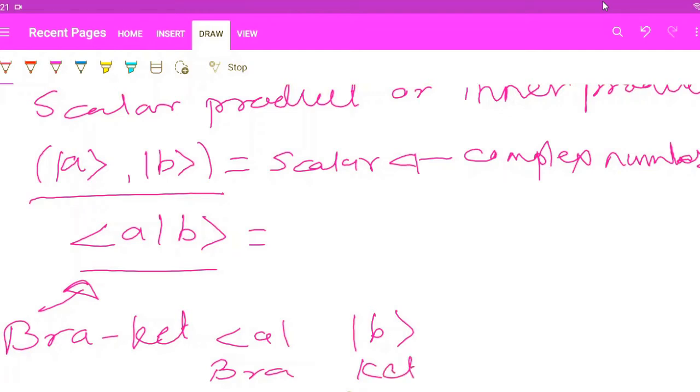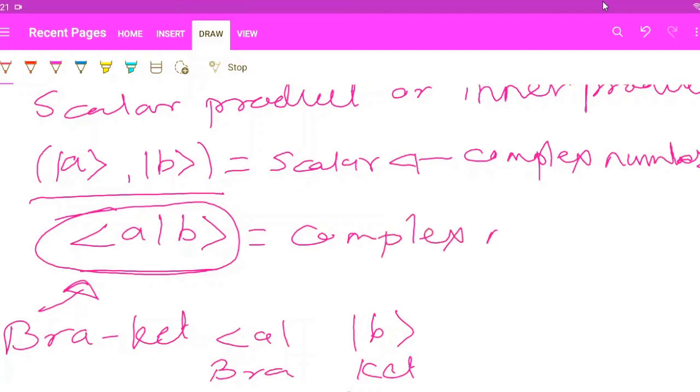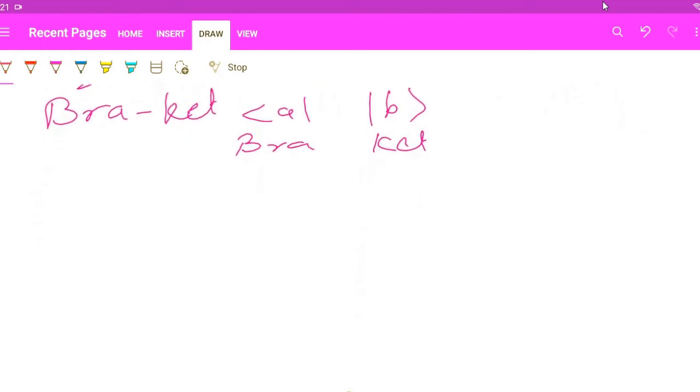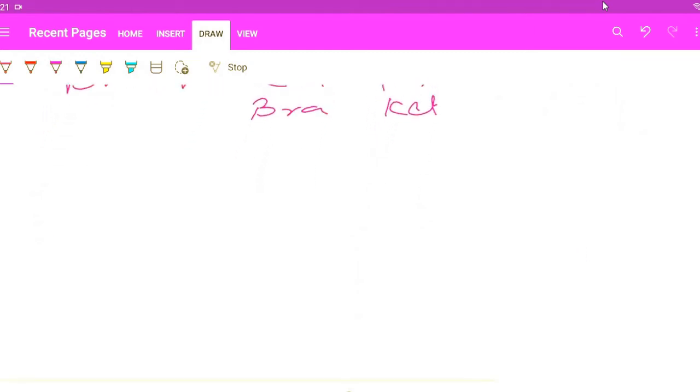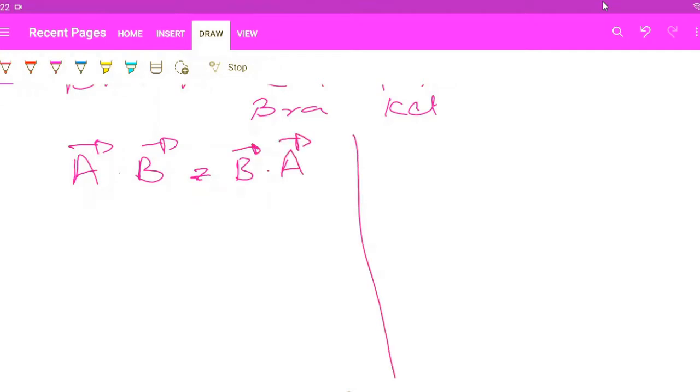What is bra and ket? We will be discussing in more detail, but for the time being, just focus that these are two vectors A and B, and I am taking the inner product. The inner product is represented something like this, and this will in general give me a complex number. Now, since it is an analogy of our dot product in Euclidean space, it should satisfy all the properties of our dot product. What are the properties of dot product? If I take A dot B, it should give me B dot A. This is for Euclidean space.